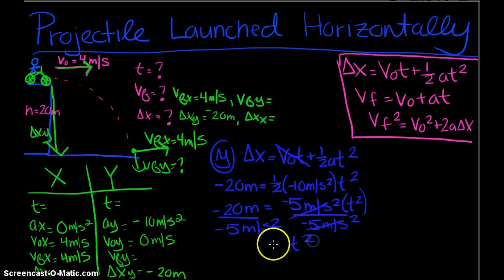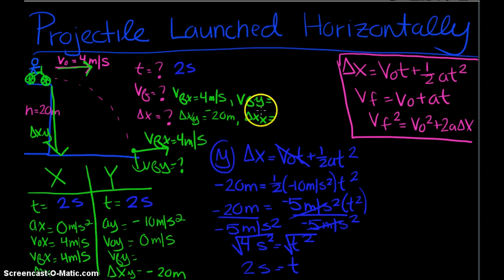Alright, so I come out with t squared equaling positive 4, and the units on this are seconds squared. I'd really like t, so I'm going to take the square root of both sides, and I end up with time equaling 2 seconds. This is important because although I found time in the y, that's the same time in the x. So time is equal to 2 seconds.